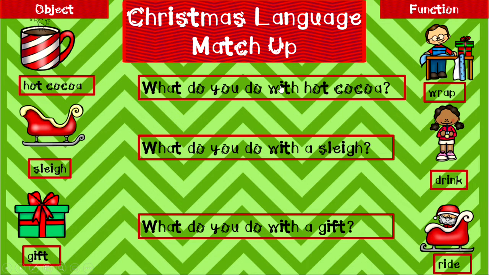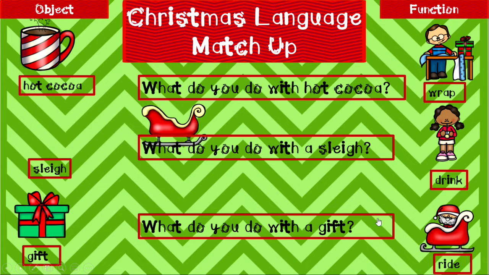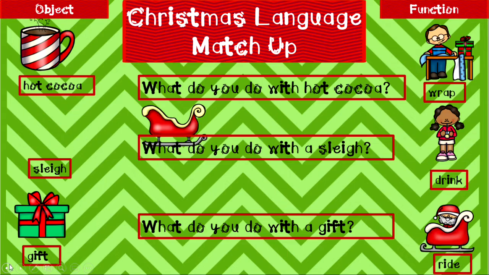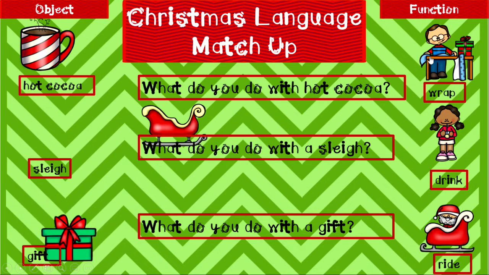What do you do with hot cocoa? Drink. Very good. And we're going to do it again, and you're going to make sure that you have them repeat. What do you do with a sleigh? Ride. So I'll show you again. What do you do with a gift? Wrap. Okay, so that is pretty much in a nutshell how this works.